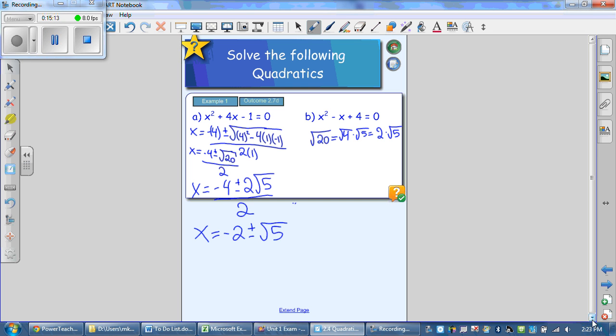So might as well write them separately. X is equal to negative 2 plus root 5, and x is equal to negative 2 minus root 5. It's equal to two different things, and that would be your final answer. X is equal to negative 2 plus root 5, and x is equal to negative 2 minus root 5. Those are my two answers. Any questions? Because I'm about to ask you to do the next one on your own.